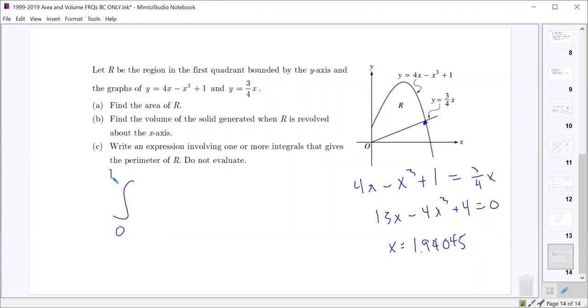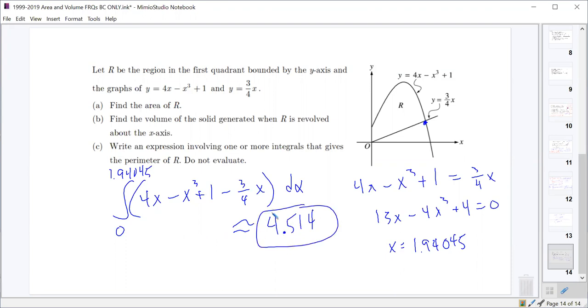So it just should be from 0 to 1.94045 of the upper function minus the lower function. And when you did that, you ended up getting about 4.514. Everybody good there with part A? Don't round until the very end. They specifically say that in the AP stuff, that you shouldn't round until your final answer. So always use all the decimals your calculator will give you until you get to the end of the problem.